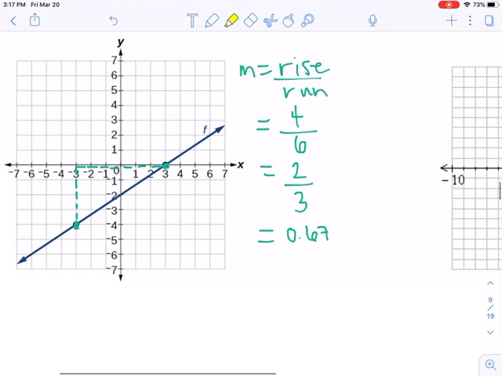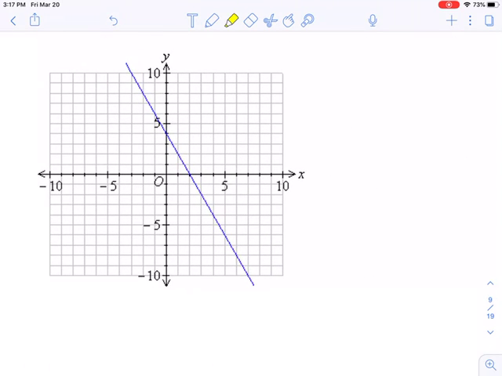Okay, let's move over to the second example. So, same thing here. We are going to look at this line, and we're going to figure out how much it is rising, how much it is running. Now, worth mentioning, this line does not have points highlighted on it, okay?